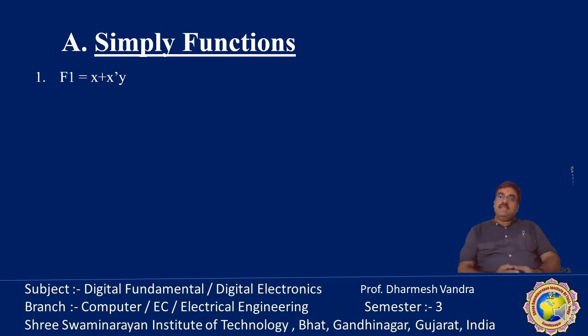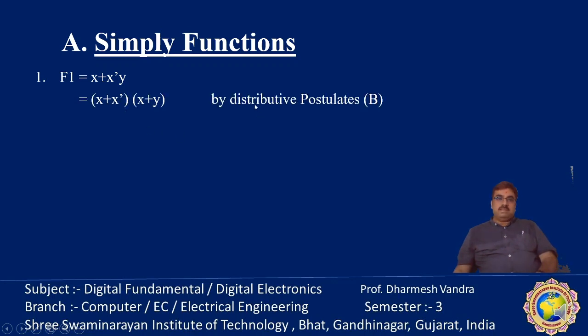Suppose the function is f1 equals x OR x dash y, or in simple words, x plus x dash y. Here one OR gate, one AND gate, and a NOT gate are required. First invert, then AND, and then OR. What will we do? We use the different theorems, like the distributive postulate, which says x plus x dash y equals x plus x dash and x plus y.